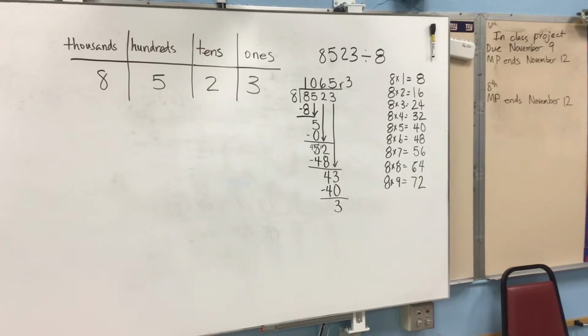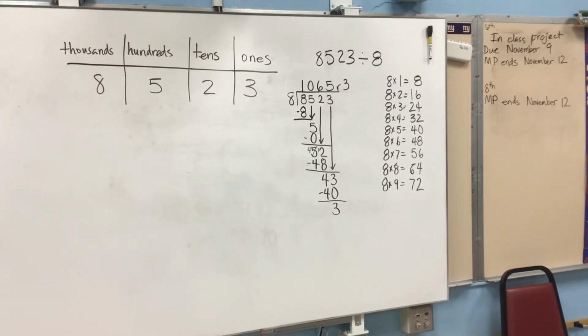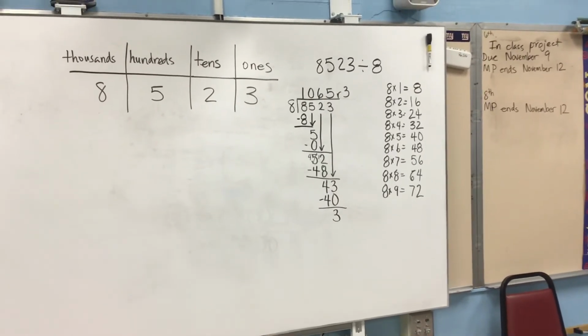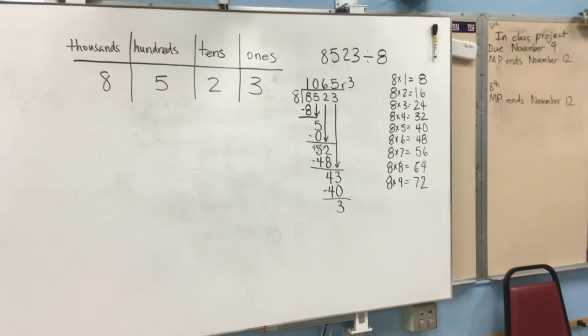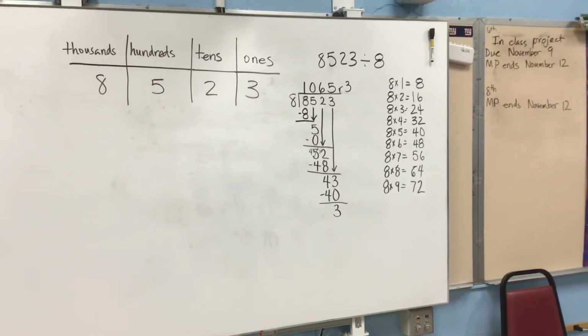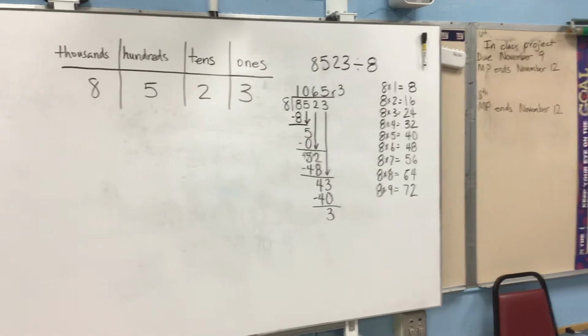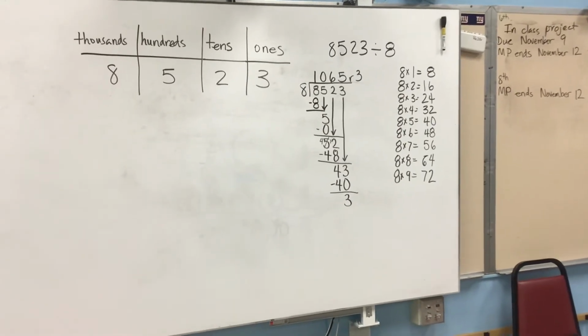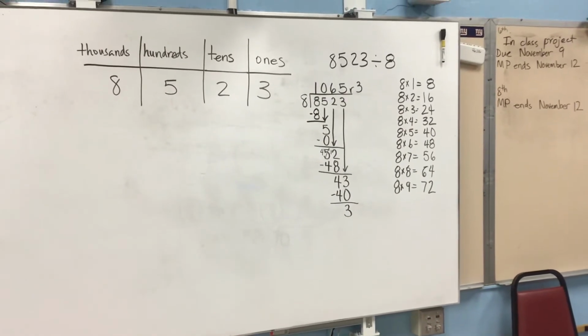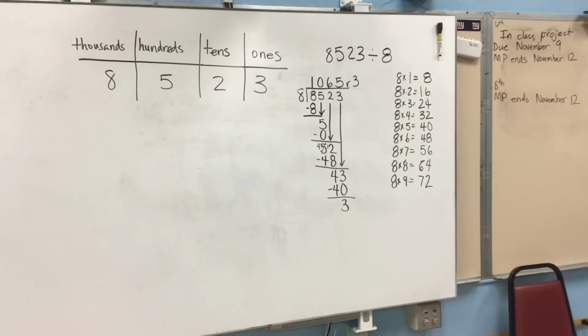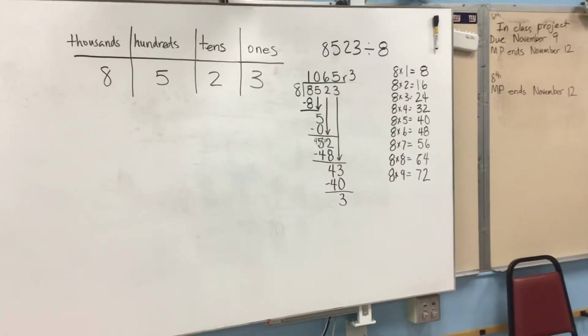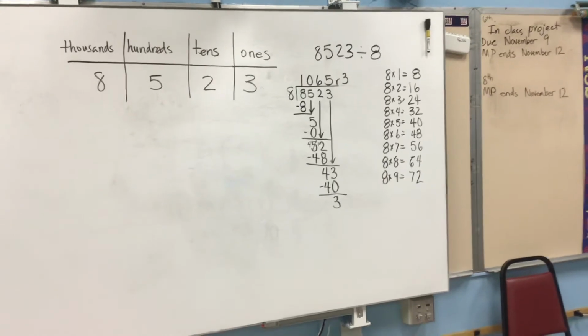After that, I have 43. The closest number I can use is 40, so that's 8 times 5. 8 times 5 is 40. 43 minus 40 equals 3. Since I no longer have any more numbers in the dividend, I know I have to stop. So 3 is going to be my remainder.